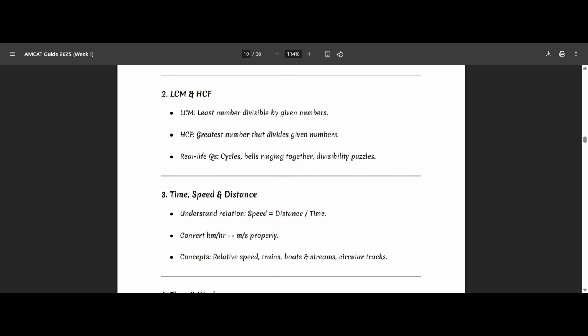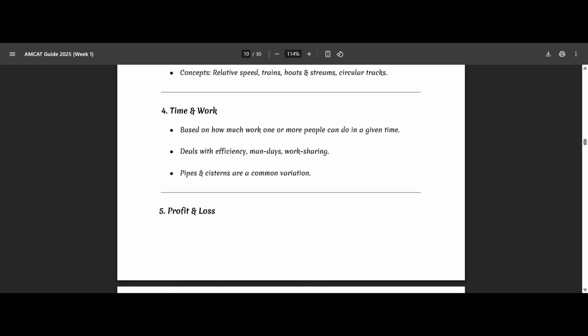LCM and HCF. LCM is the least number divisible by the given numbers. HCF is the greatest one. Time, speed, and distance. Understand the relation this. Convert the units properly, that is from kilometer per hour and meter per second.